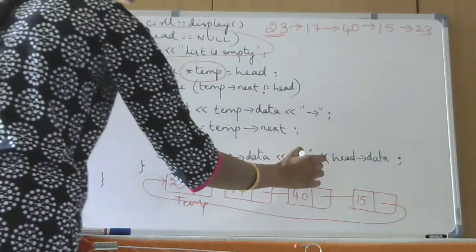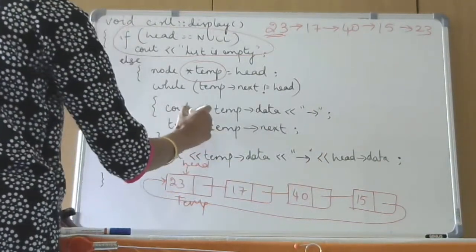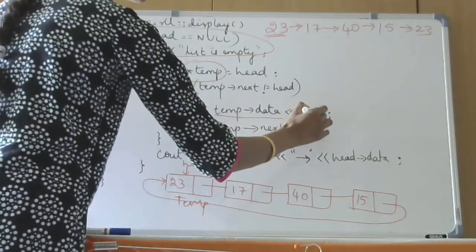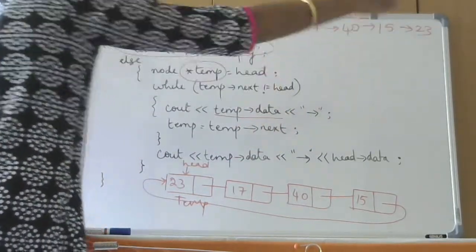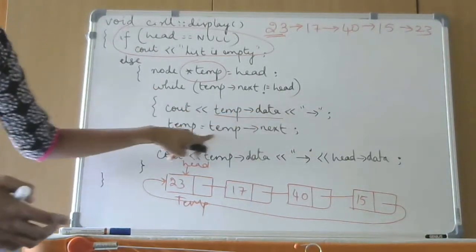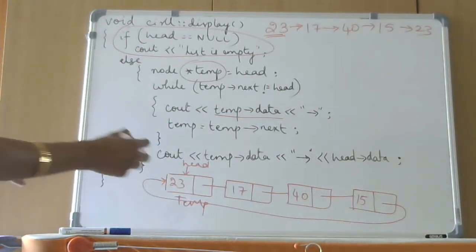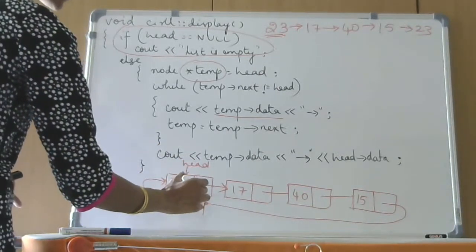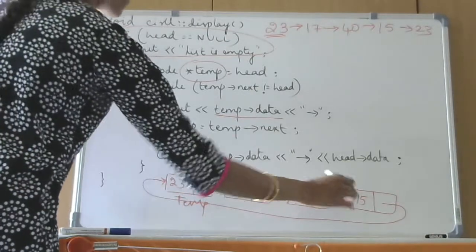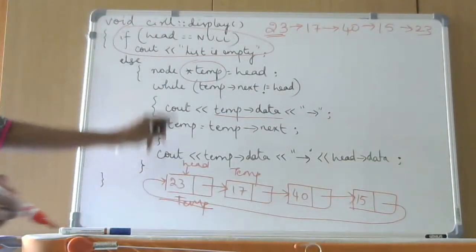Then, I am just putting an arrow. I want that arrow to be displayed so that it looks like a linked list. Next, after I display, I will do temp is equal to temp of next. So, this will become the temp now. This is not the temp anymore. Again, I will go back.